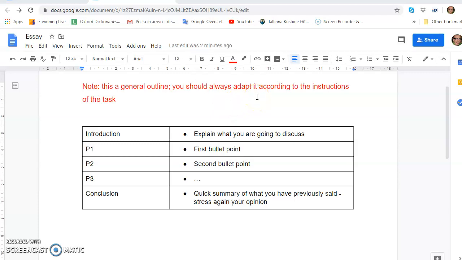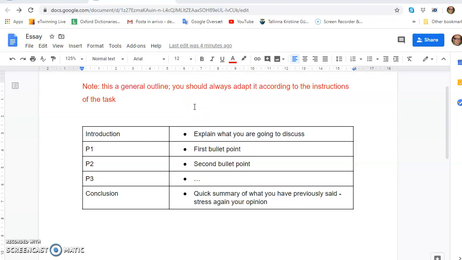In that shared folder that I put on Google Drive, the one template for writing, I have added this file, an essay with the basic structure of this type of text. Please, as usual, notice that this is a general outline. It doesn't mean that it works all the time. It means that you need to adjust it and adapt it according to what the instructions are asking from you. Alright, now let's start.